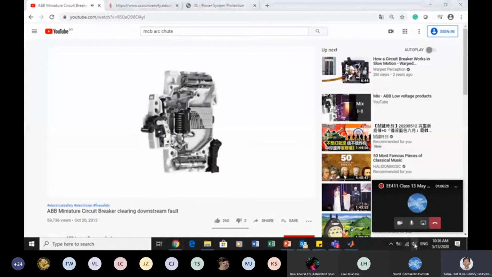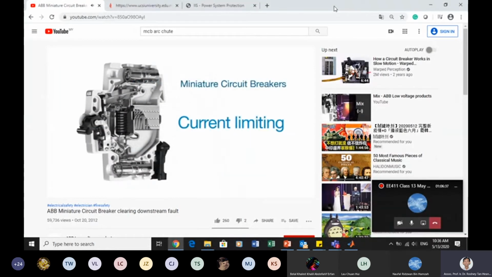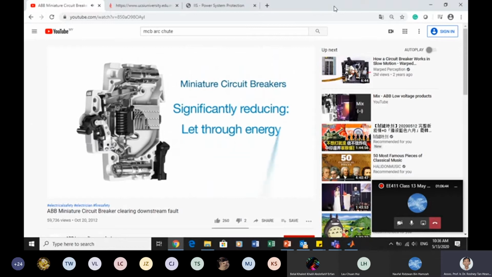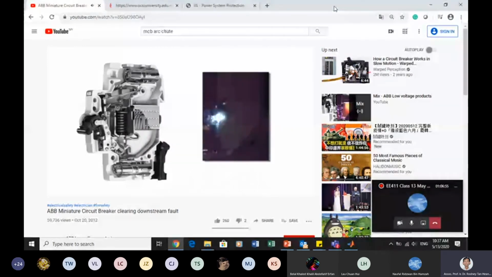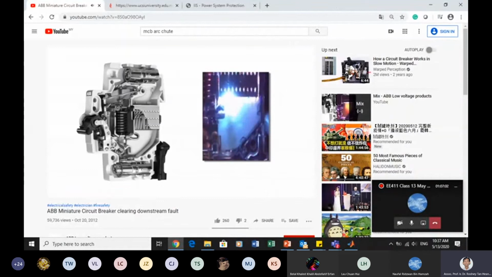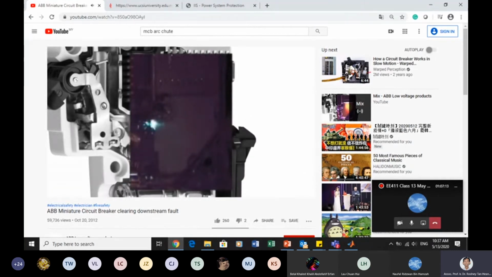ABB's miniature circuit breakers offer a compact solution to meet today's increasing energy and protection requirements. ABB's miniature circuit breakers are current limiting, making them more than twice as fast as standard zero-crossing circuit breakers, thereby significantly reducing the let-through energy, risk of arc flash, and damage to connected components. This allows response time and tripping characteristics equivalent to fused systems. The following is actual high-speed footage of an ABB miniature circuit breaker clearing a downstream fault. In real time, this entire event takes place in less than 3 milliseconds. Within a half millisecond after the short circuit current is released, the coil registers the increased current due to the fault. The hammer trip forces the contacts to open, while current continues to flow through the arc.